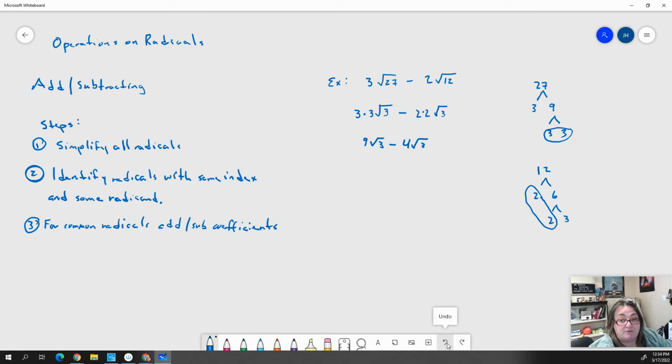Now notice these are the same. These are each square roots, so they have the same index, which is no index for us because we don't put an index for square roots. And this is radical 3 over and radical 3, which means that I can combine these like terms. If these weren't the same, we could not add or subtract them. It's sort of like having a common denominator. You can't add and subtract them if they're not the same. So, but here we can go 9 minus 4 is 5 radical 3. And that would be our solution.